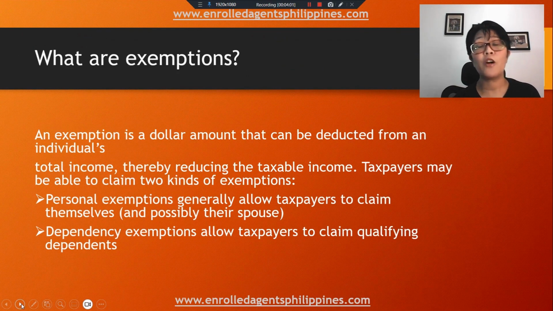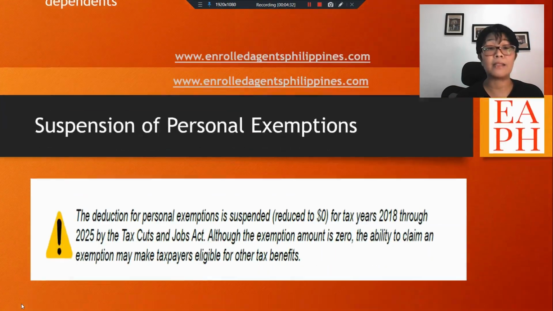Okay? So before, merong exemptions, although ngayon suspended pa. So what are exemptions? An exemption is a dollar amount that can be deducted from an individual's total income, thereby reducing the taxable income. Taxpayers may be able to claim 2 kinds of exemptions. Personal exemptions generally allow taxpayers to claim themselves and possibly their spouse. So ito yung may suspension. Dependency exemption allows taxpayers to claim qualifying dependents.